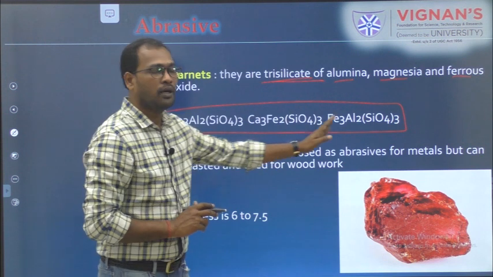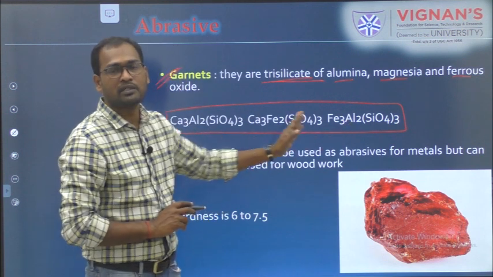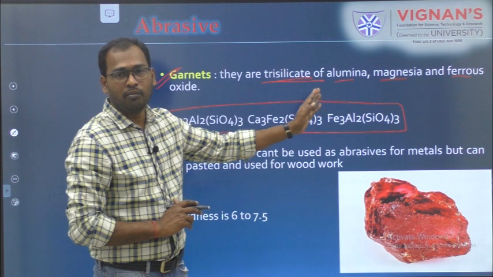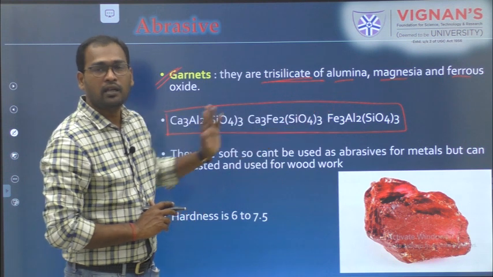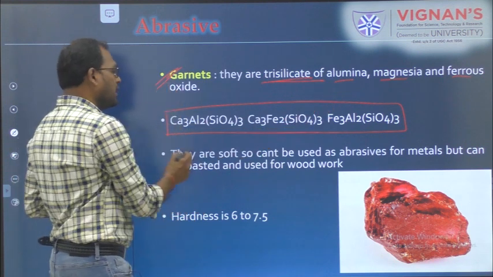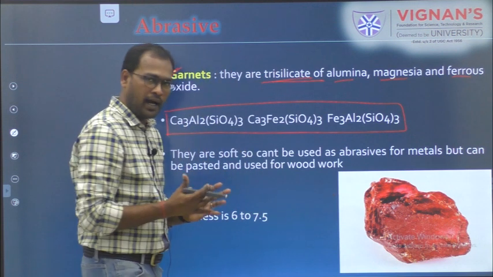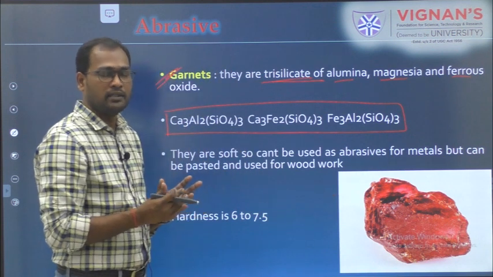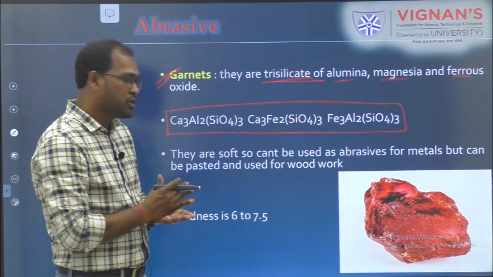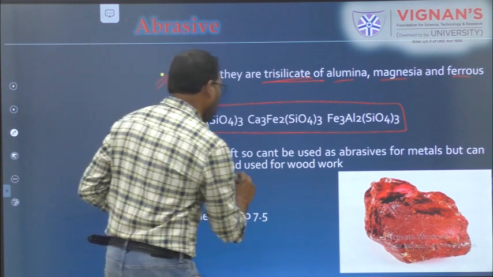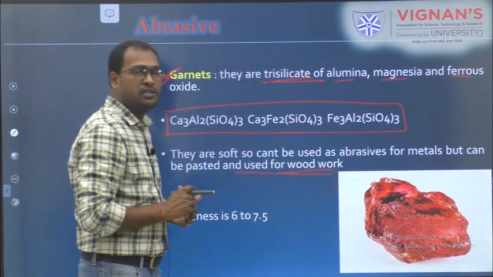So, this is a rough estimate of the percentage of the different components, the trisilicates, in the material garnet, and these garnets are not that hard. So, these garnet materials are used for polishing wood surfaces.